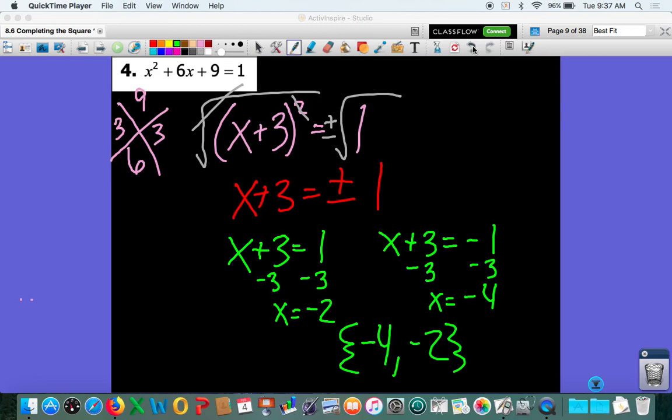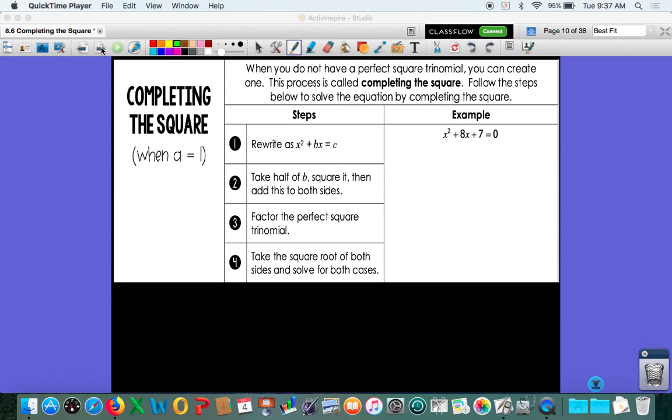Now, this raises our question. What if my c value is not a perfect square? Well, that's what we're going to look at here. When you do not have a perfect square trinomial, you can create one. This process is called completing the square. Follow the steps below. So here's my original problem, right here.